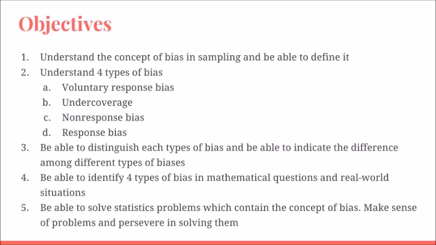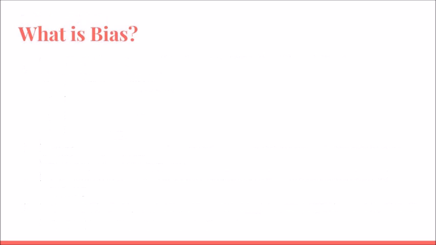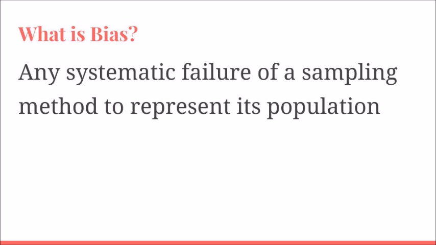So if you guys are ready, let's get into today's lesson. First of all, what is bias? It means any systematic failure of a sampling method to represent its population. I'm pretty sure all of you guys know what systematic failure means. It might sound really fancy, but it basically means just a failure.